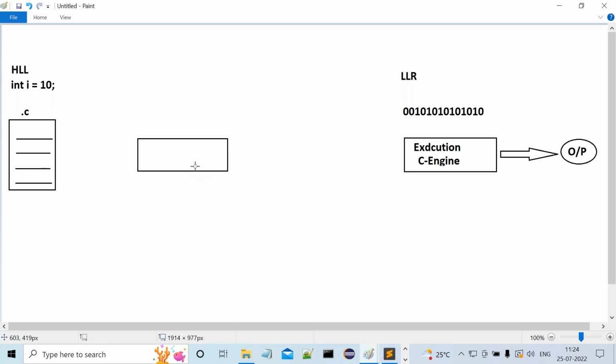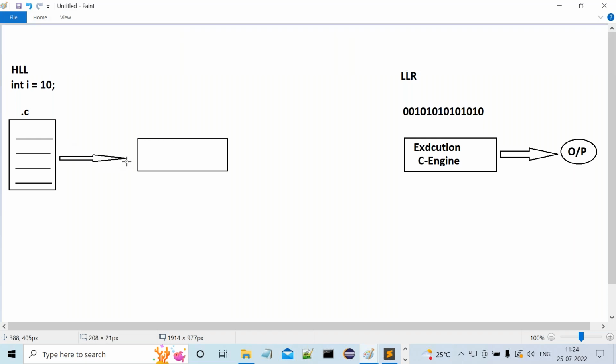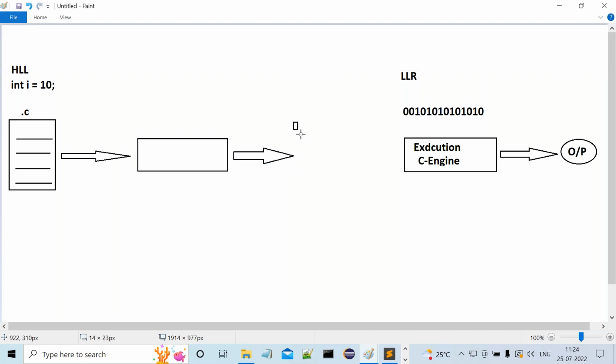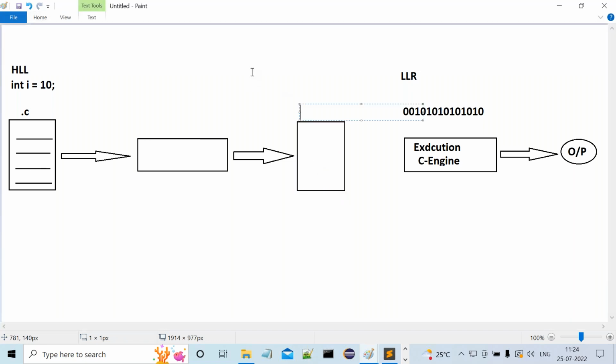Now assume this is a translator. To this translator we give the source program, that means a .c file, the C program. The translator has to translate that program from high level representation to low level representation. That low level represented code will be provided in the form of a file. That file should have the extension like what? .exe.